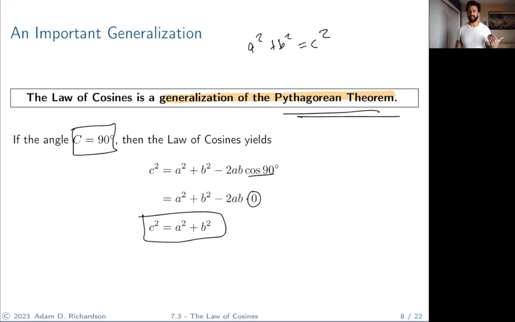So if you want to know the length of a side, for example, and you know 2 sides already and one of the angles, you can find it. You just use this generalized Pythagorean theorem.